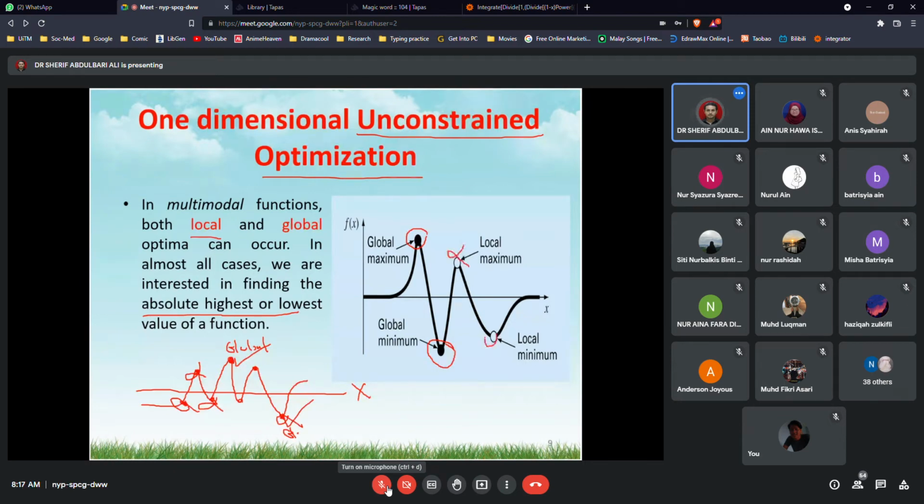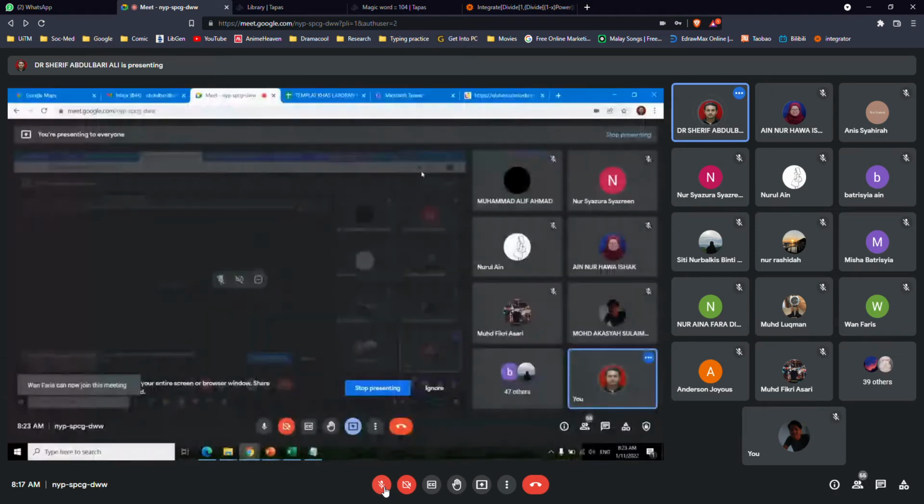Okay, is it clear till here? Any question? Yes. Okay, why are we saying that we need to find the absolute highest value? Because here we are not constrained to any conditions. The problem we are solving now is unconstrained. We need to find the highest values because we are not constrained to any limits or conditions. That's why we call this one dimensional unconstrained optimization.